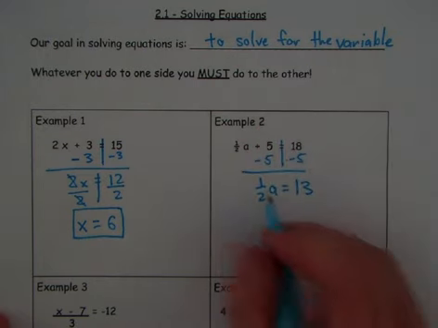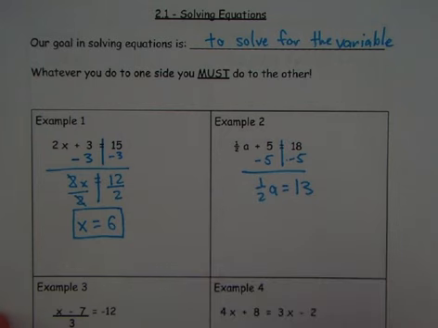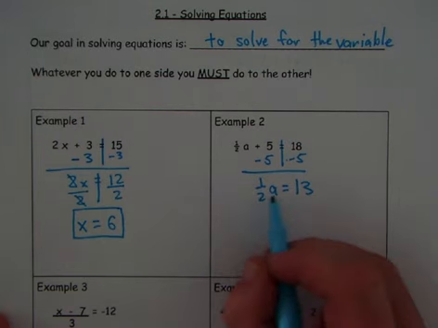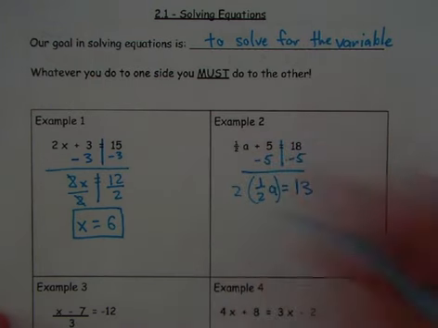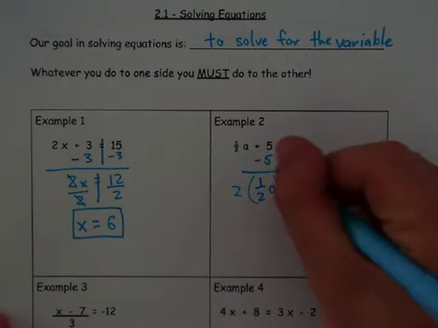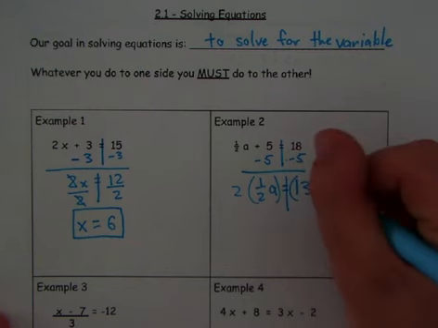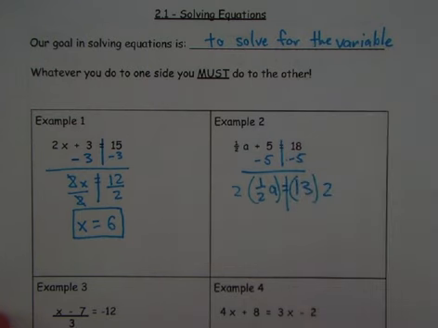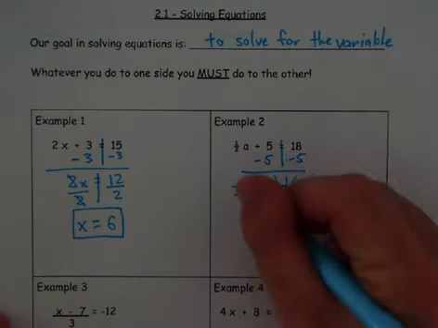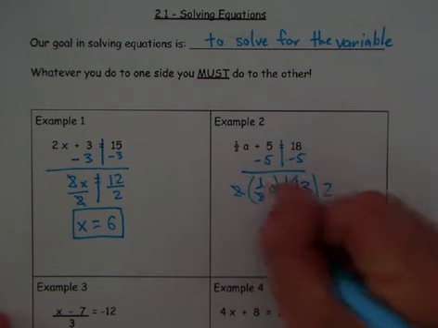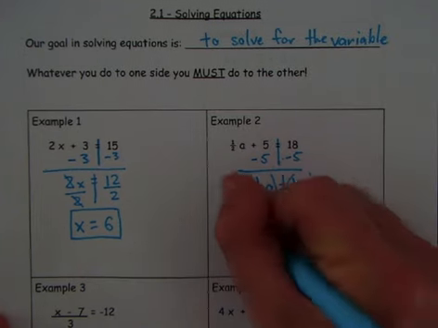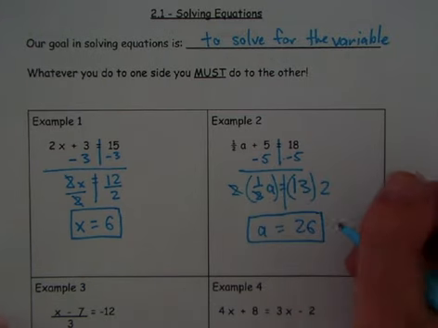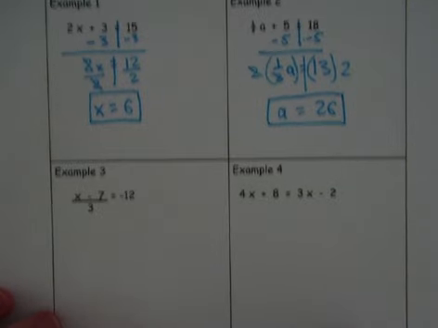Now, we have 1/2 a. What we need to do is get rid of this 1/2, so we have to multiply by 2. But to do that on this side, we got to do it on the other side too, so we're going to multiply by 2 over here. These 2's cancel, and we're left with a on this side. 2 times 13 is 26. We've solved for a. Let's move on to example 3.